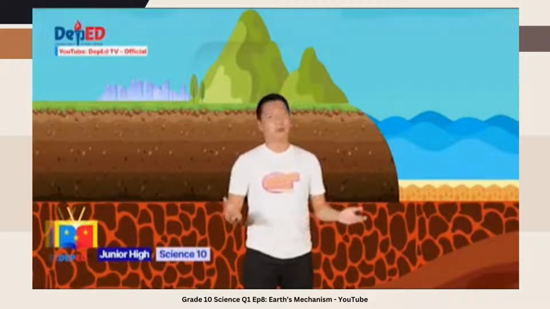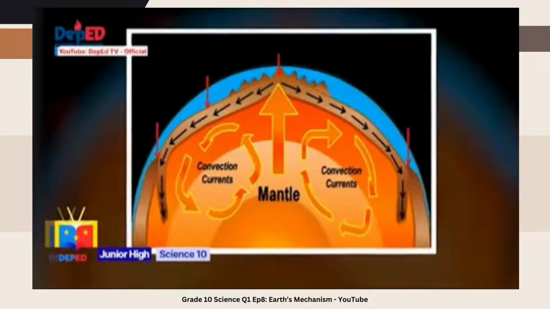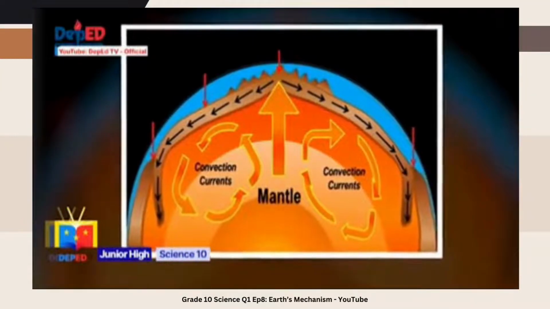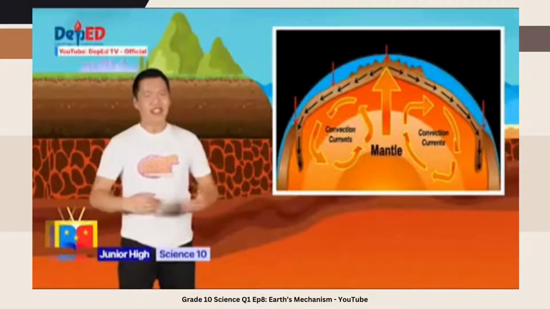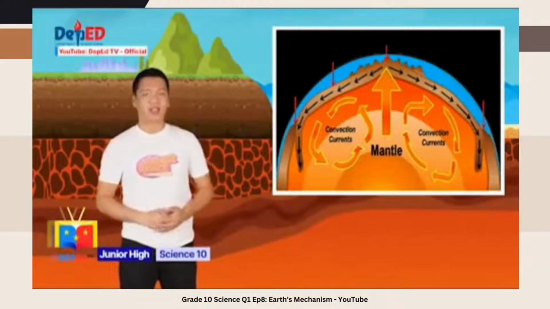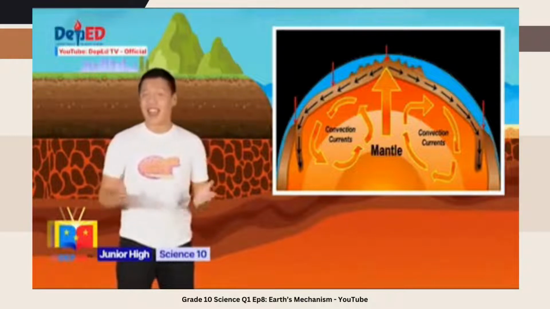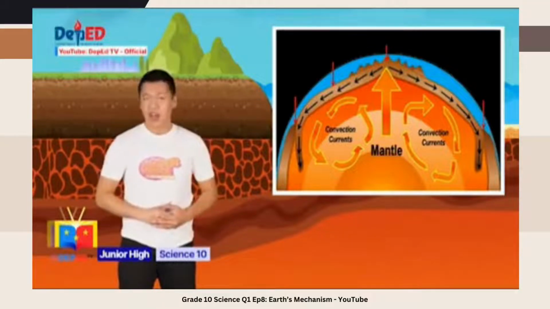What makes lithospheric plates move? To help you answer this question, take a look at this figure. A convection current is a heat transfer process that involves the movement of energy from one place to another. The convection currents tend to move a fluid, gas particles, or molten rock.